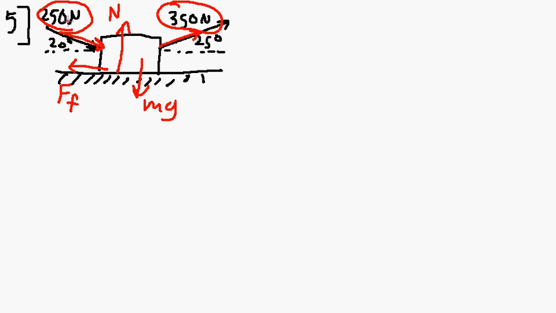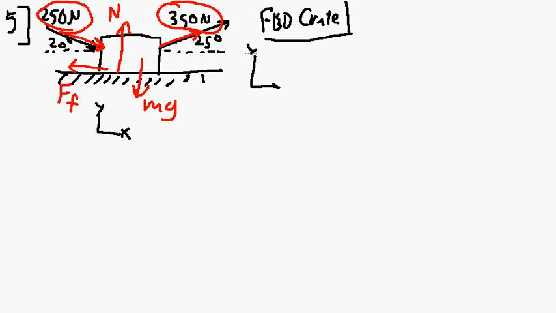So let's go ahead and draw us a free body diagram. FBD for the crate. Okay, so coordinate axes, x, y. And then we put a dot to represent the crate. So here is a normal force. Here is our weight. Here is our force due to friction.